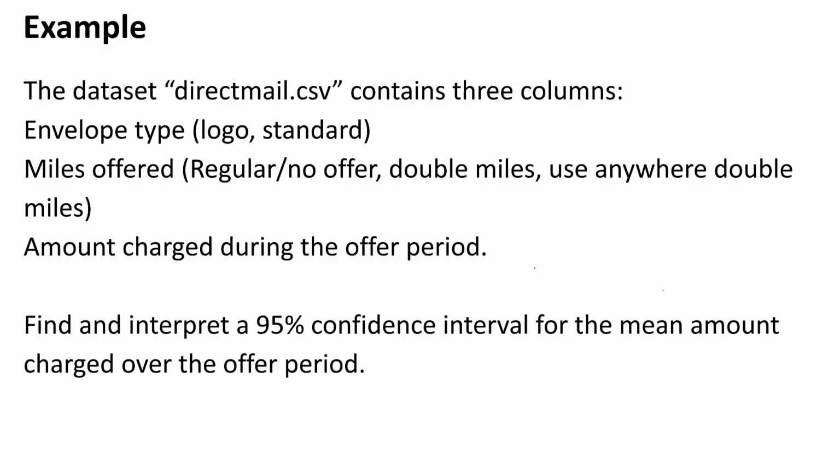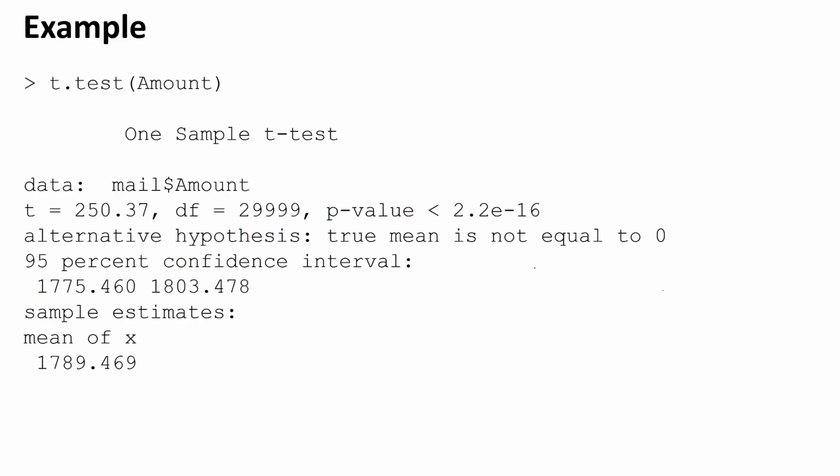We're going to find and interpret a 95% confidence interval for the mean amount charged over the offer period. Okay, so if you download directmail.csv, name it as an object in R, and then attach your data set, you'll notice that the 3rd column is called amount. And that's the one that we want to do our confidence interval on, so we're going to use t.test with the amount column as our data.